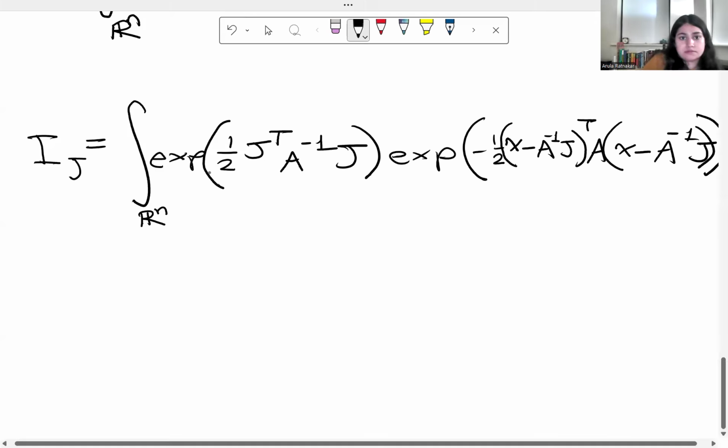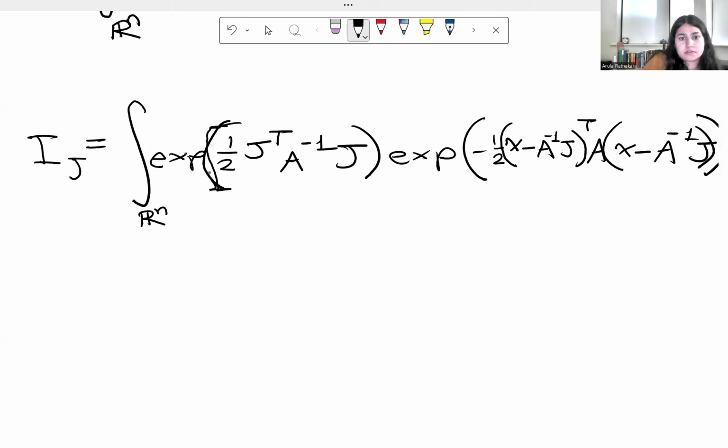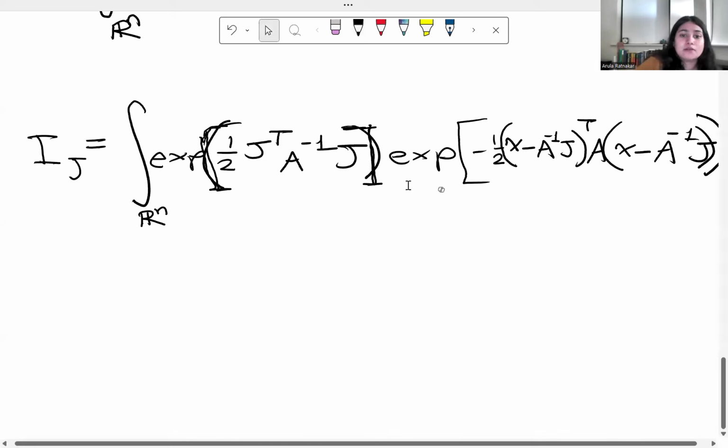Okay. I've been using square brackets, but this is, oh my God, I'm bad at using this tool. Okay. So now I'm just going to write that it's dx1 through dxn.